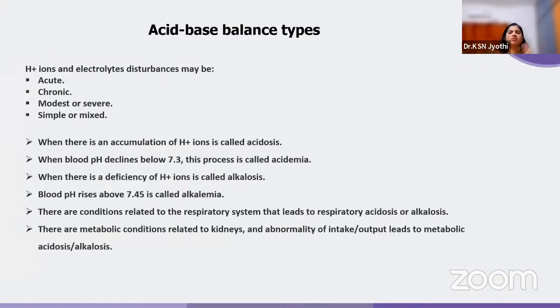What happens if the H plus ion concentration or the carbon dioxide concentration is increasing or decreasing? As I said, an increased accumulation of H plus ions results in a condition called acidosis. And when the blood pH declines below 7.3, we call the condition acidemia. Increase leads to alkalosis or alkalemia. Now, if the conditions are related only to your respiratory system, then we call them respiratory acidosis or alkalosis. But if the change in the pH is happening because of metabolic conditions related to the kidneys, then we call them metabolic acidosis or alkalosis.